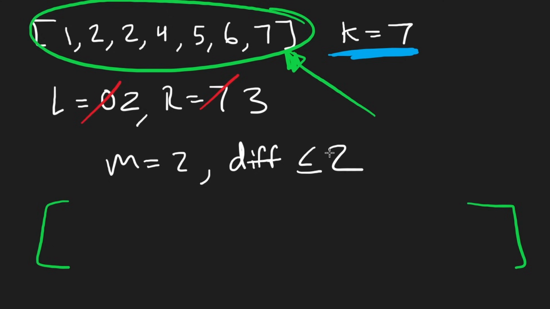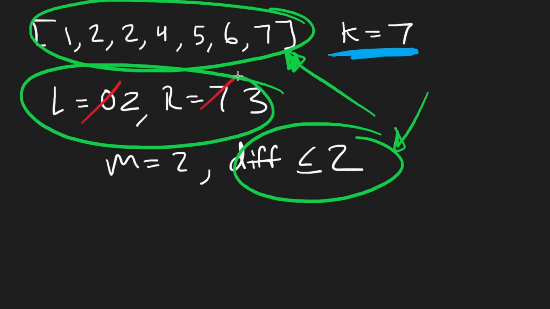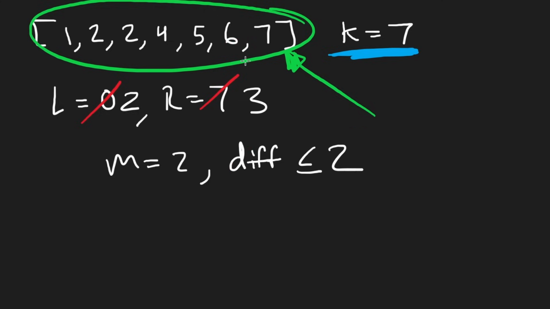I think the hard part about this problem is we're doing multiple things at once. We're doing the mathematics of the differences of all the pairs. We're doing the binary search, and we're doing the sliding window all at the same time. So please don't feel bad if you're not fully able to understand this just yet.